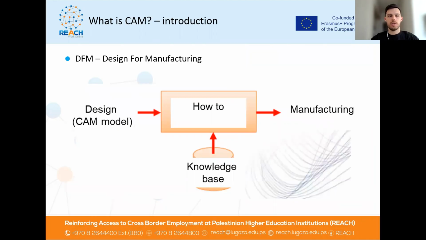And one big thing, which I already talked about, is design for manufacturing. So if you integrate CAD and CAM together, you're actually thinking for the manufacturing, and that means that your base of knowledge of how to create the right manufacturing process should be integrated. So your designing process is always with the state of mind of manufacturing.